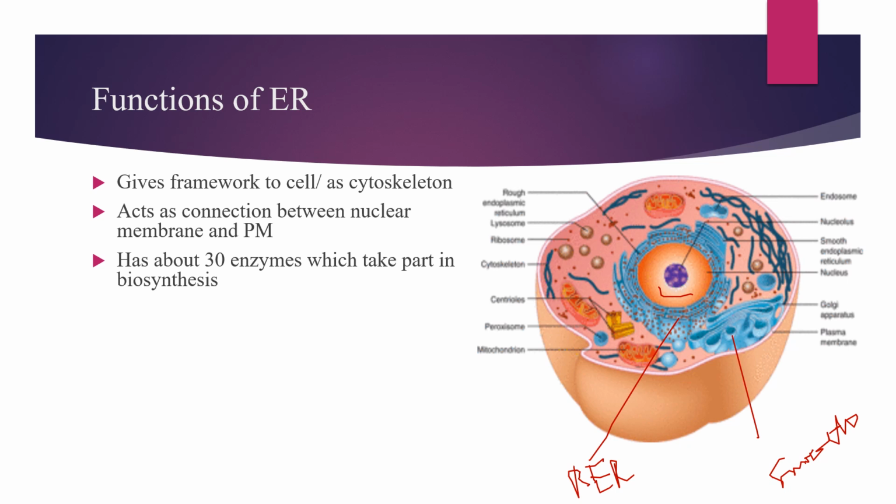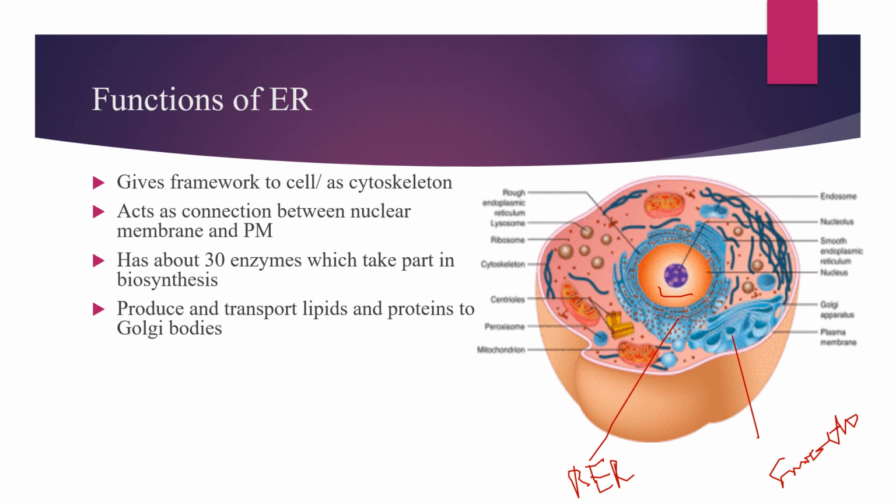Third point is endoplasmic reticulum has about 30 enzymes which take part in biosynthesis. In the membrane of endoplasmic reticulum, 30 enzymes are present, and these enzymes take part in the biosynthesis of the cell. Next is produce and transport lipids and proteins to Golgi body.